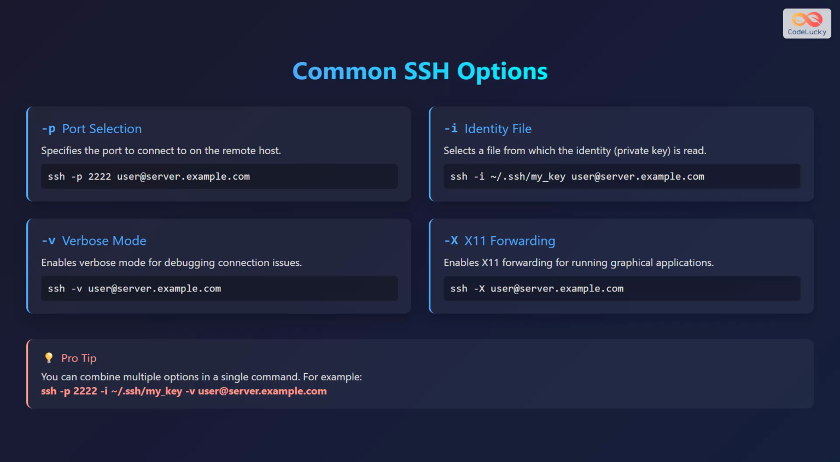user@server.example.com. A pro tip: you can combine multiple options in a single command. For example, you can use Secure Shell -p 2222 -i ~/.ssh/my_key -v user@server.example.com to specify the port, identity file, and enable verbose mode all in one command.